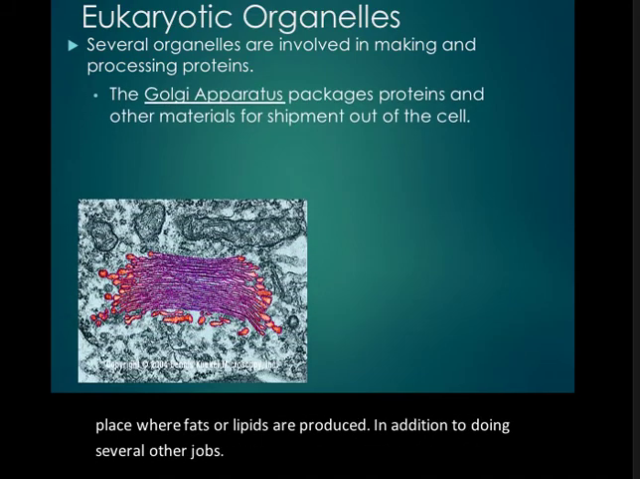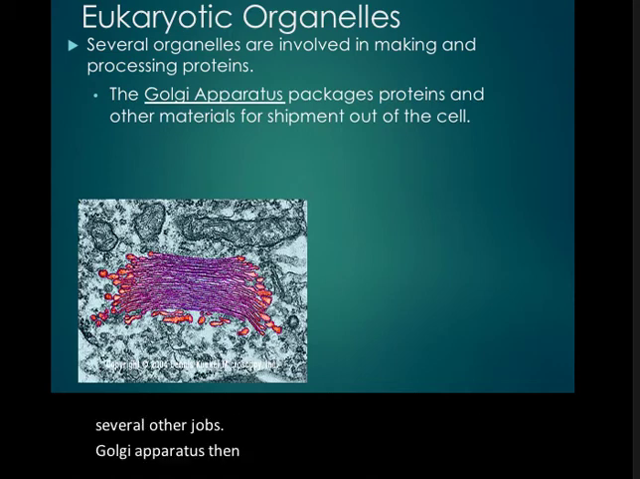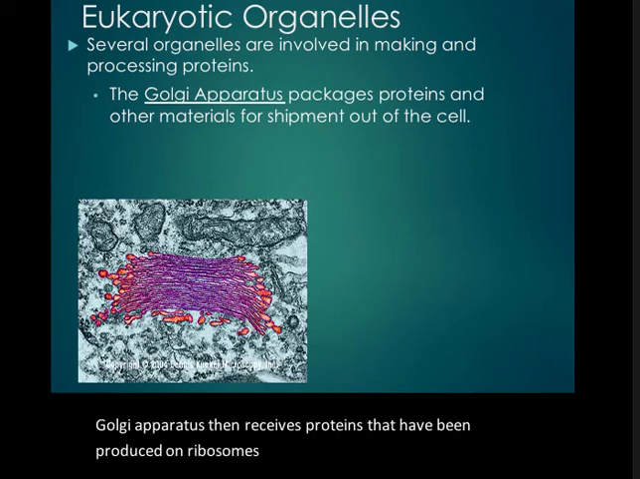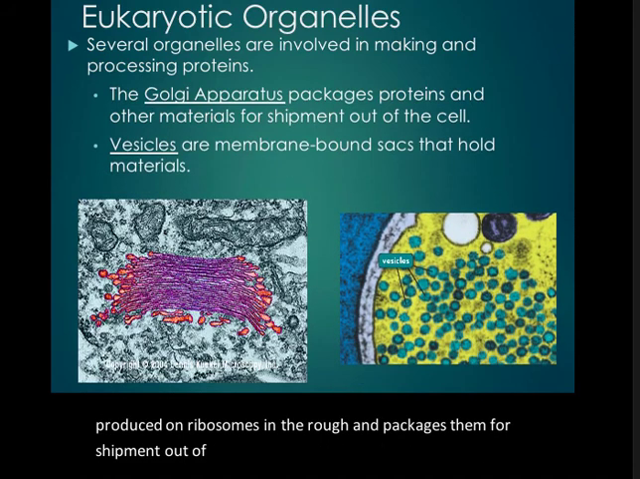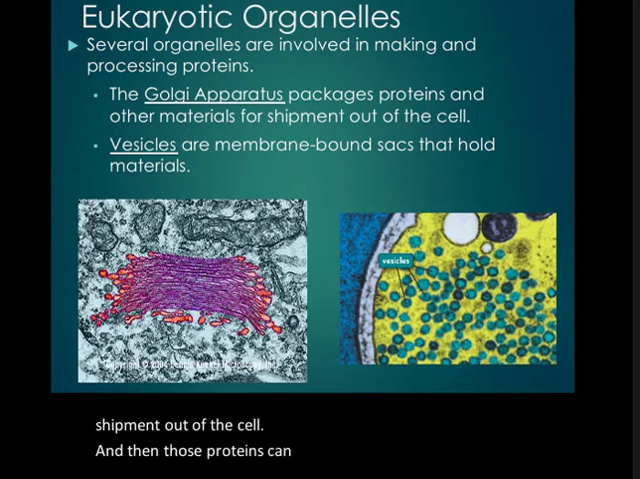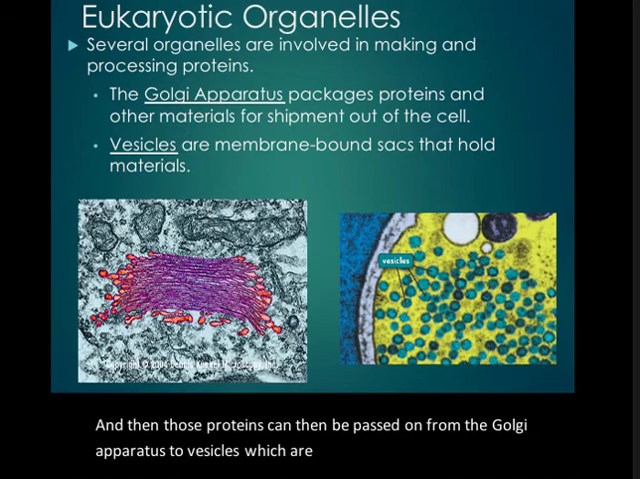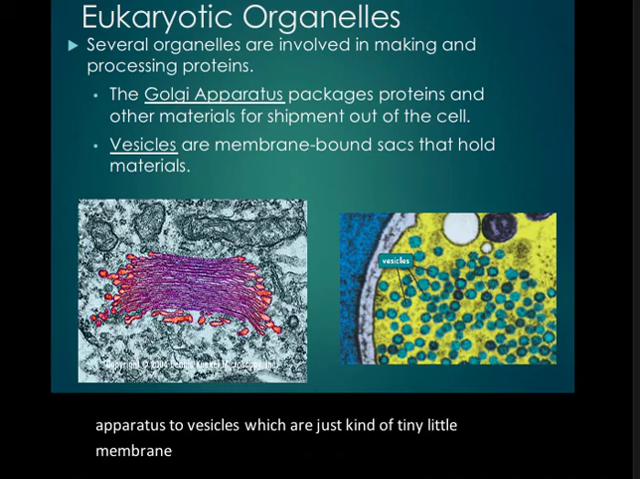The Golgi apparatus then receives proteins that have been produced on ribosomes in the rough ER and packages them for shipment out of the cell. And then those proteins can be passed on from the Golgi apparatus to vesicles, which are just tiny little membrane-bound pockets that will help push those proteins out of the cell and send them where they need to go.